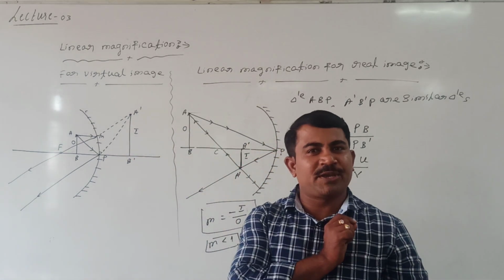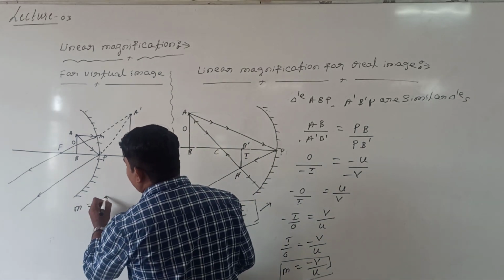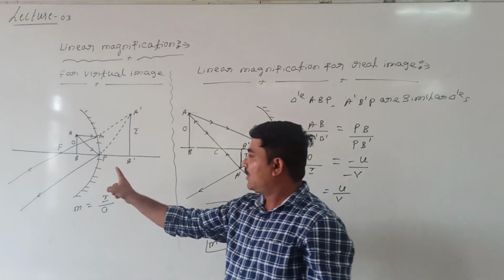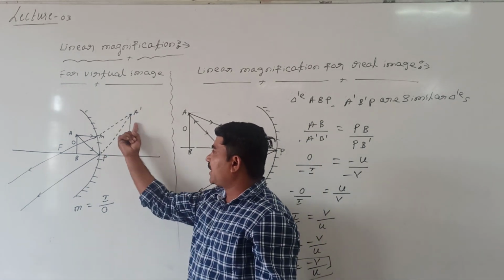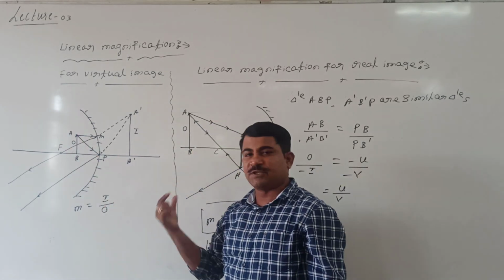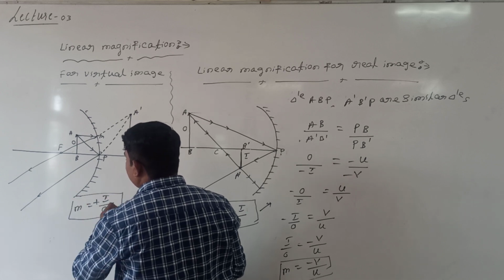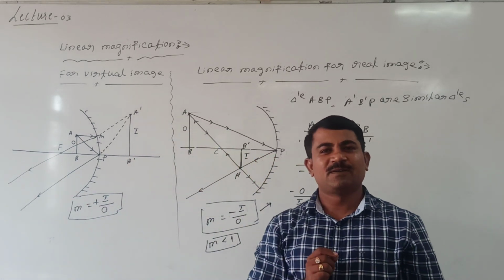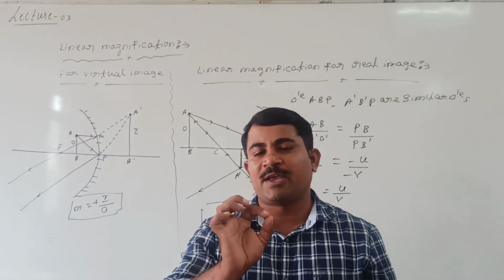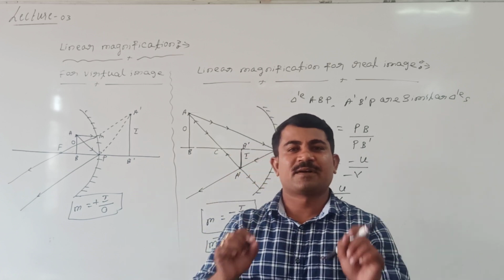We know the linear magnification formula. Linear magnification is size of image divided by size of object. How is it positive here? Look at me. Size of image in the upward direction is taken to be positive. Size of object is also in the upward direction, taken to be positive. So in this case linear magnification is positive. What you got directly: for a virtual image, linear magnification is always positive.